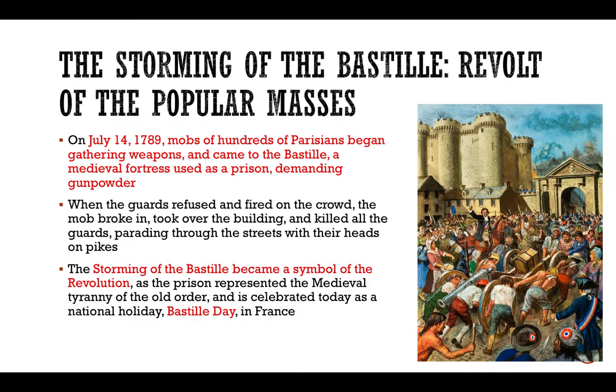The storming of the Bastille, revolt of the popular masses. On July 14, 1789, mobs of hundreds of Parisians began gathering weapons and came to the Bastille, which was a medieval fortress used as a prison, demanding gunpowder. When the guards refused and fired on the crowd, the mob broke in, took over the building, and killed all of the guards, parading through the streets with their heads on pikes. The storming of the Bastille became a symbol of the revolution, as the prison represented the medieval tyranny of the old order and is celebrated today as a national holiday, Bastille Day, in France.